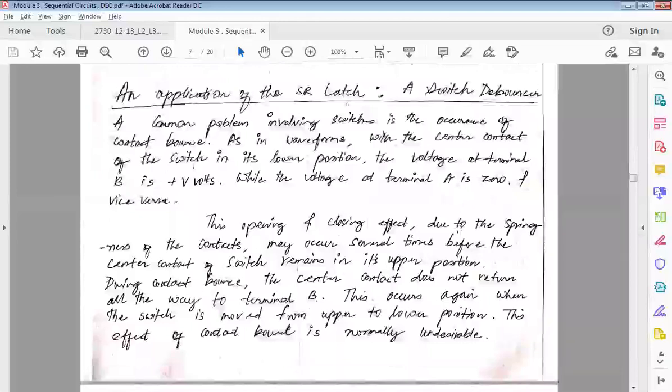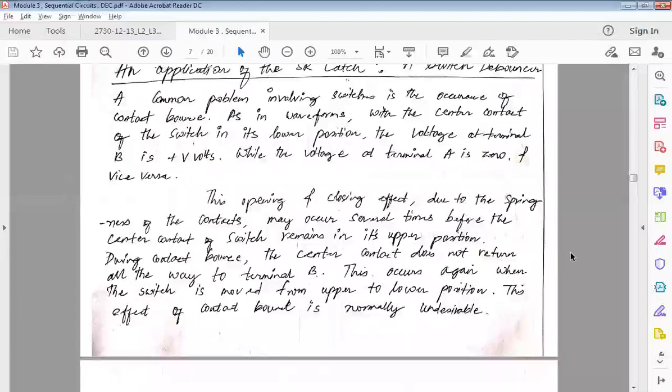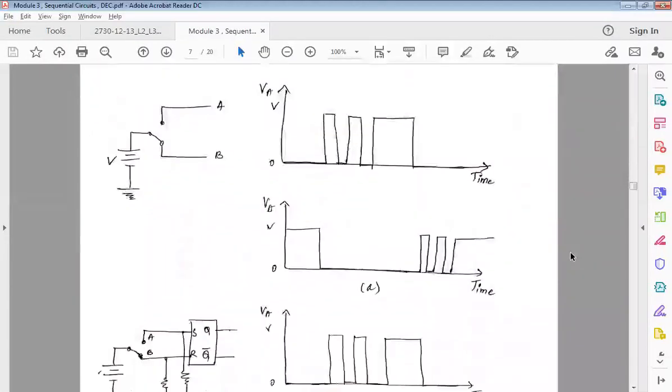switch debouncer. In the switch debouncer, before we get into the explanation, you should know what kind of circuit we are using. This is nothing but a voltage supply and a switch which connects A and B. This is my voltage; across one axis I have time, and across the other axis I have the amplitude, the voltage levels of A.